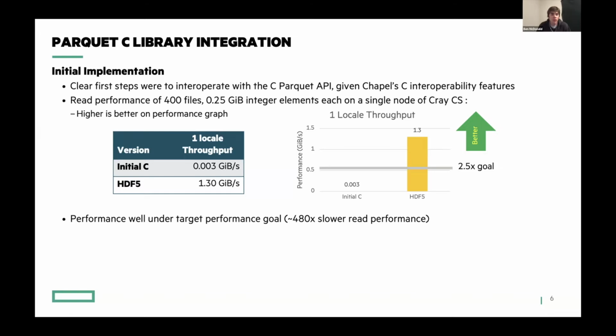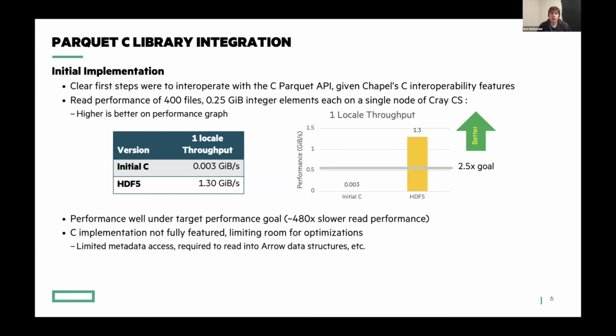There were a number of reasons for that, but one of the biggest was that the C implementation was not actually fully featured. So we had limited room for optimizations. There wasn't a ton we could do on our end. There was limited metadata access, and it also required reading directly into Arrow structures. We couldn't read directly into a Chapel array buffer. One example of that limited metadata access is that there was no way to query the number of rows from the metadata using the C API.